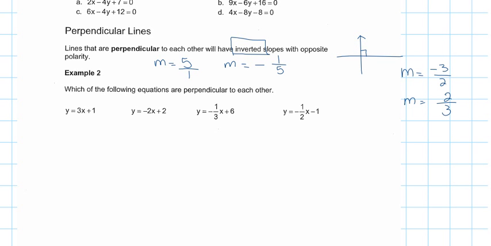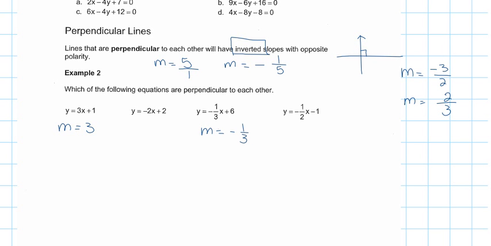So if I look at the set of these 4 equations of the line, y equals 3x plus 1, y equals negative 2x plus 2, y equals negative 1 over 3x plus 6, and y equals negative 1 over 2x minus 1. Can you tell me which 2 lines are perpendicular to each other? What's the slope of the first? And third, do you guys agree with that? Because the slope of this one is negative 1 over 3, right?